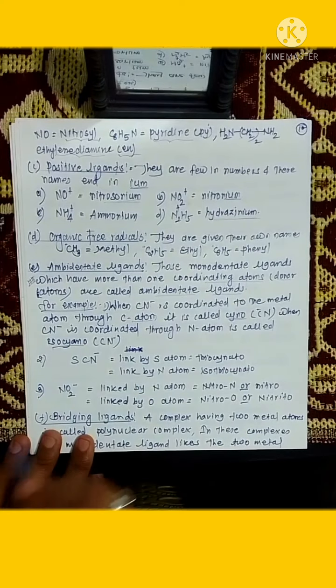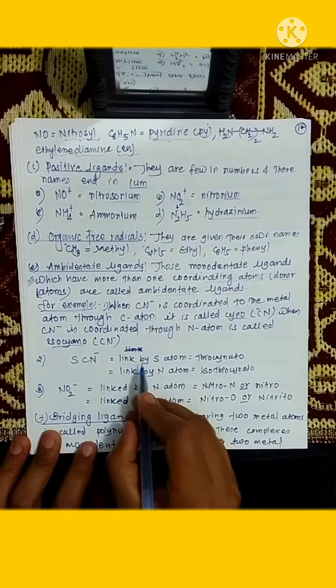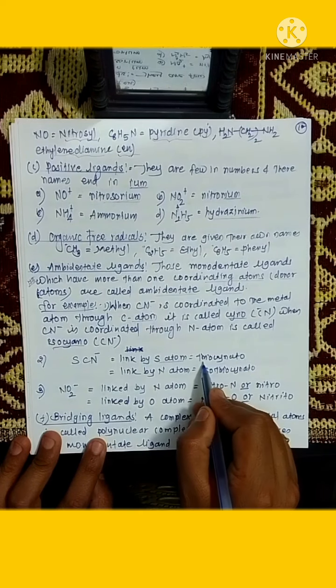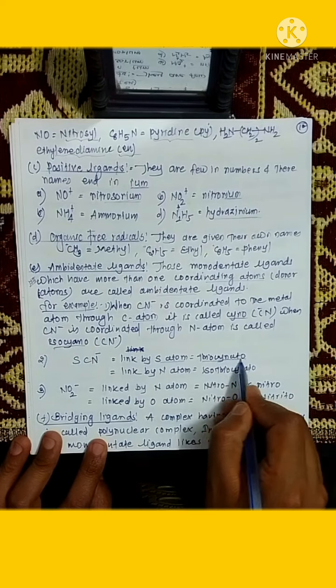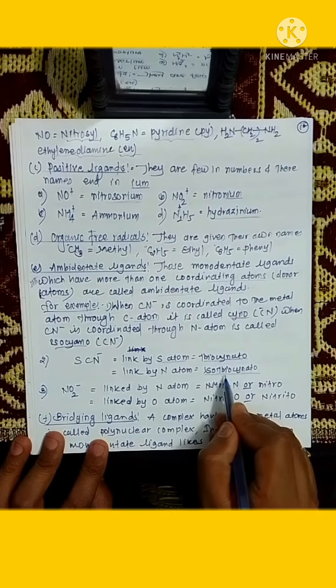It is important. The second is SCN. If your central metal atom is linked by the sulfur atom, then it is known as thiocyanato. And if it is linked by the nitrogen atom, then it is known as isothiocyanato.